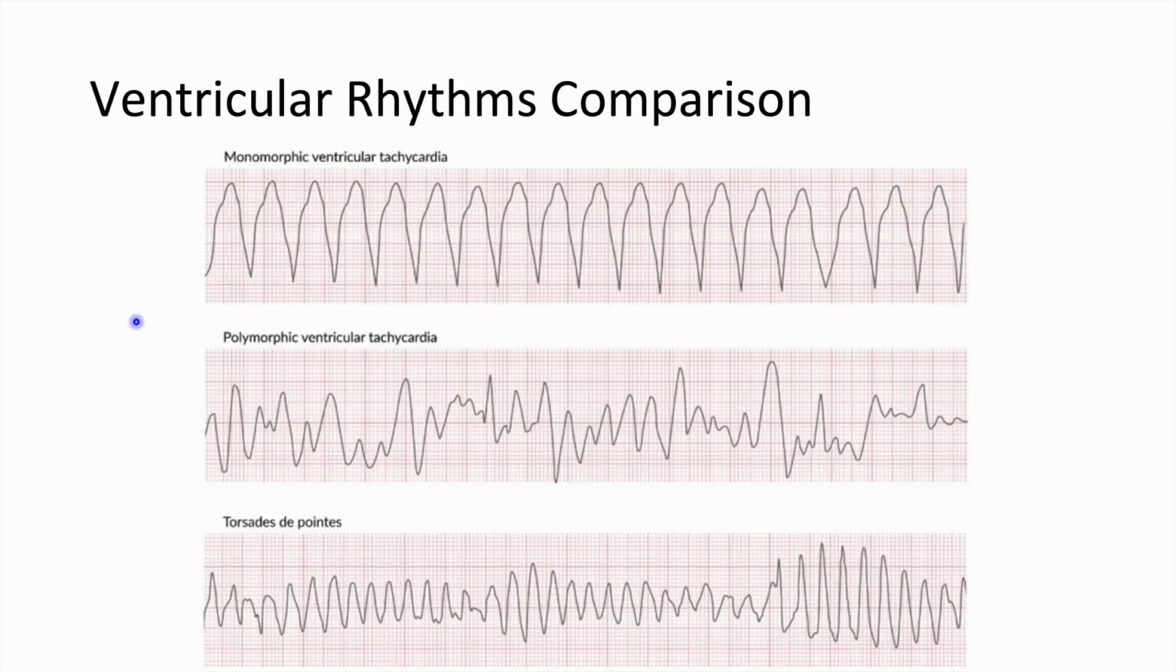Here's just a quick comparison of our ventricular rhythms. We have monomorphic VTAC, polymorphic VTAC, which is a bunch of big spikes but kind of just random, and then you have torsades, which has this twisting pattern, up, down, up, down, up, down.